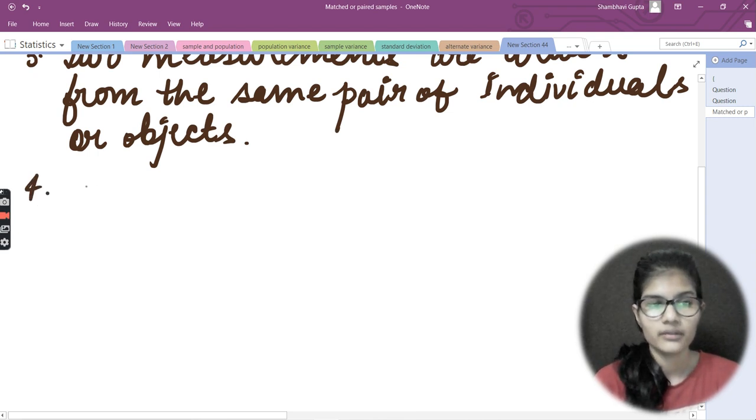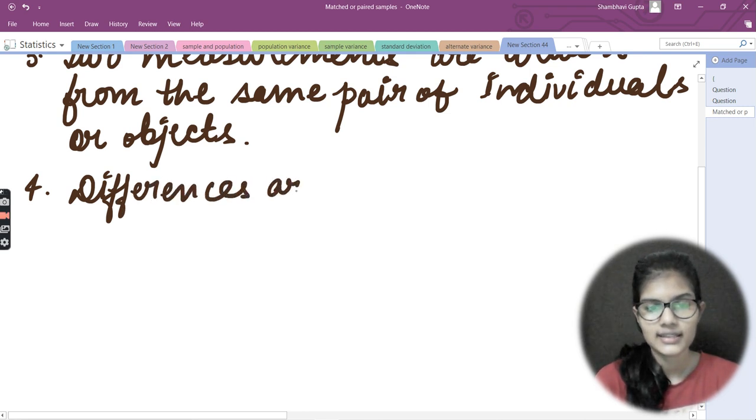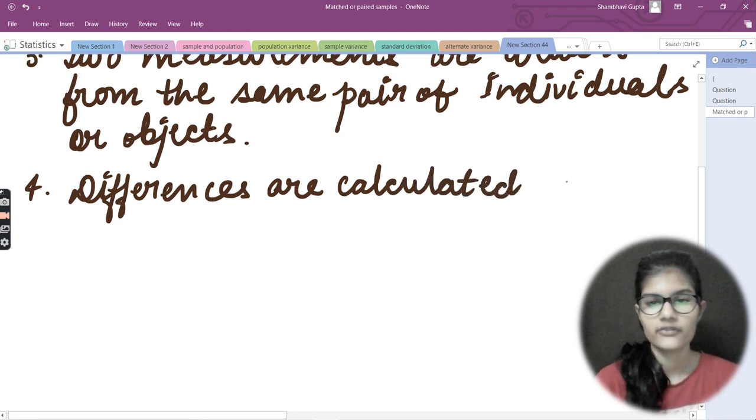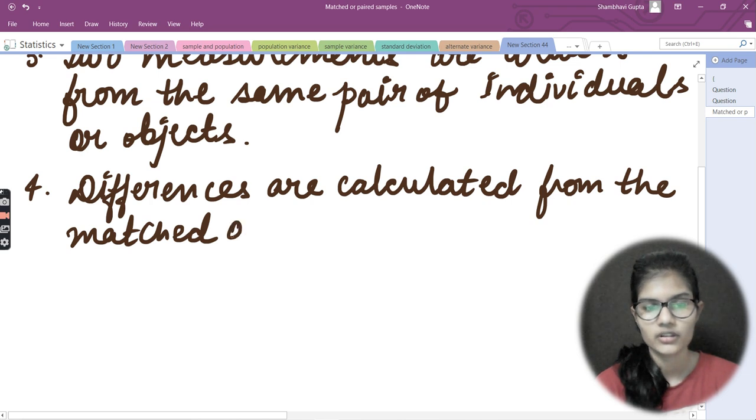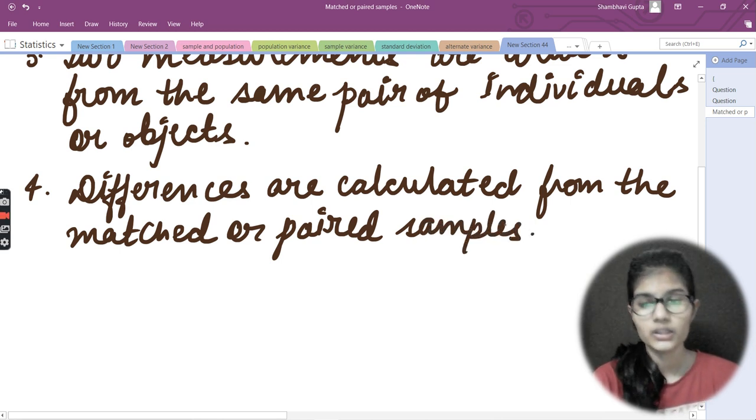Now, what about the next point? Point number 4 says that differences are calculated from the matched or paired samples. So whatever differences we have here are calculated either from the matched or from the paired samples. This is the use for the matched or paired samples.